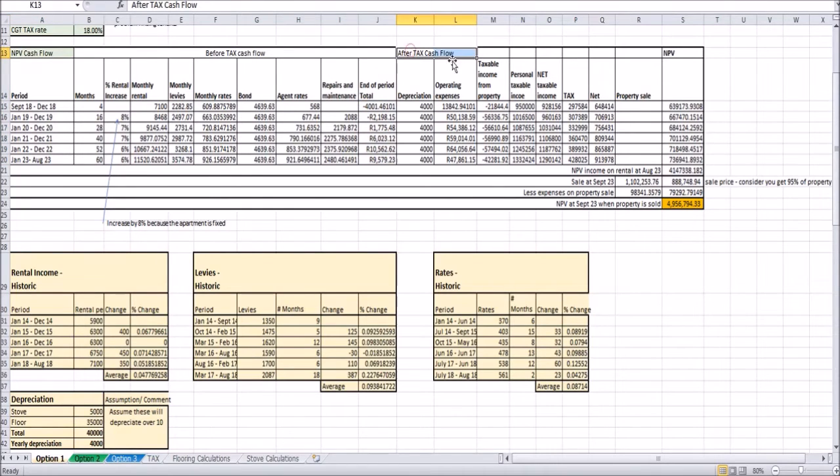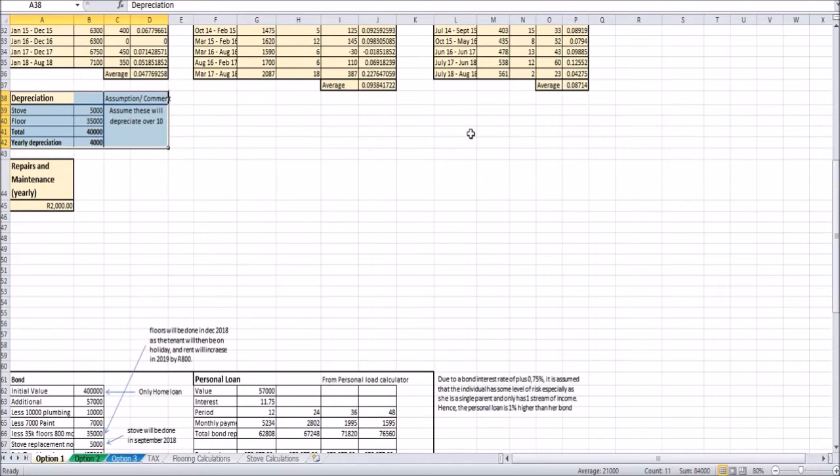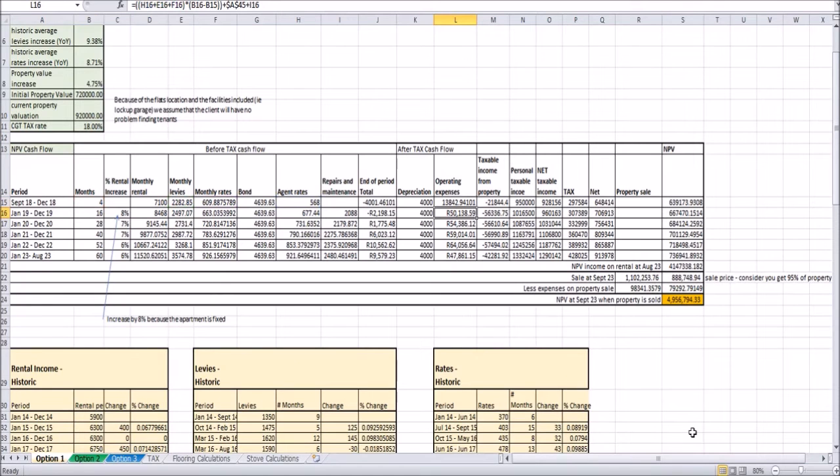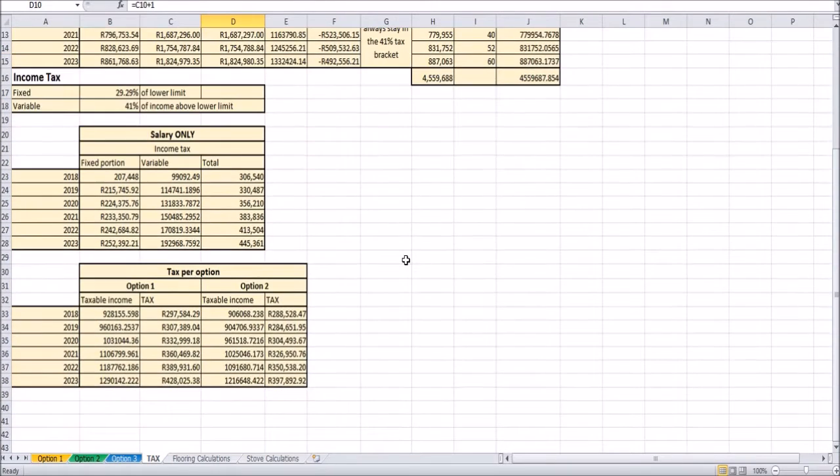Moving on to after-tax cash flows. The depreciation for this property was calculated on the straight line method and applied to the floor and the stove. On operating expenses, here we can see all of the costs involved in order to make money. From this, we can determine her taxable income and also her personal taxable income, increasing her salary by 7% per year, as evident with this calculation.